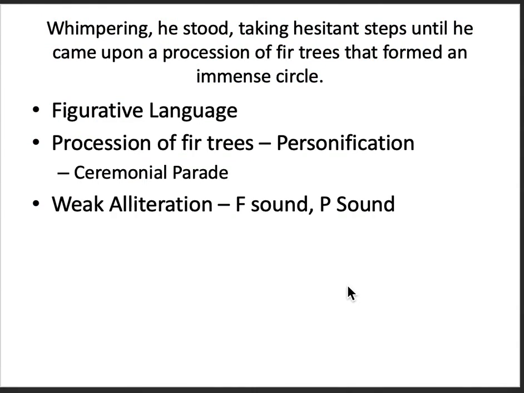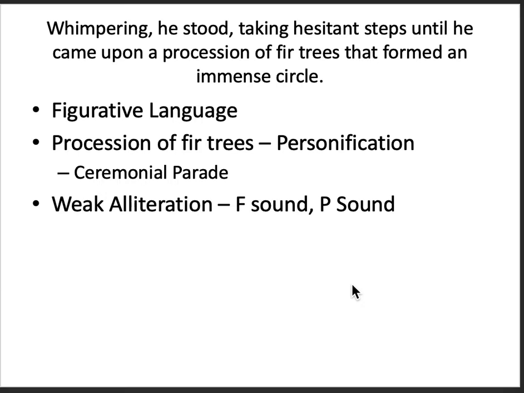The next thing I wondered was figurative language, because figurative language is always helpful. And I see personification here, that the procession of fir trees, this ceremonial parade, is what we would normally do as humans, we're doing it as fir trees. I also saw some weak alliteration with the F and P sound. The procession of fir trees, or he came upon a procession of fir trees that formed. Those are my two points of weak alliteration.